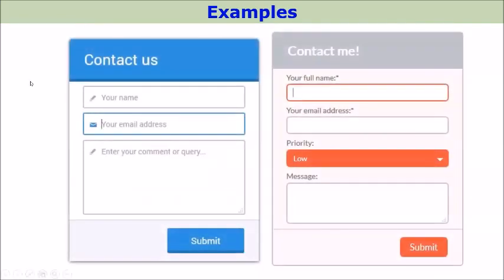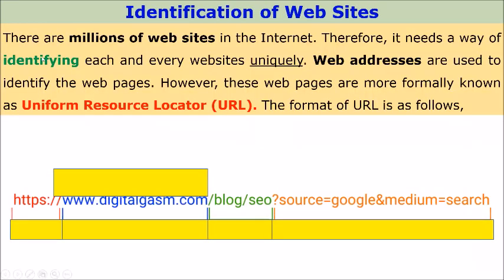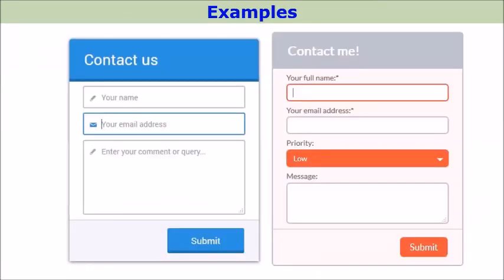Then another example. Actually, these are forms. These are the forms you normally use to give your information. Contact us and contact me are some of the pages where you can give your information to the server. Those are some examples of static and dynamic web pages.